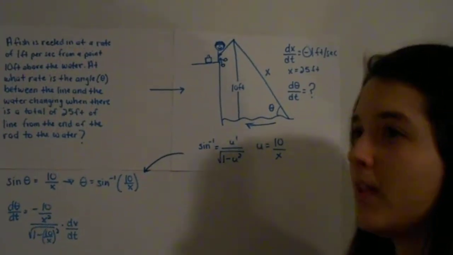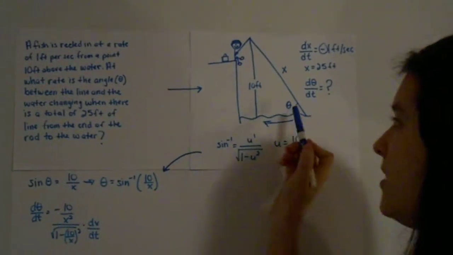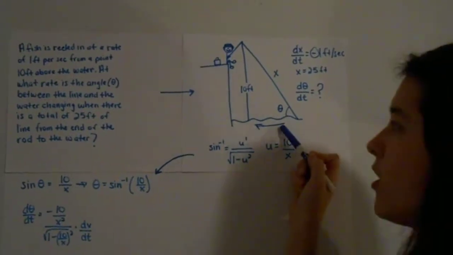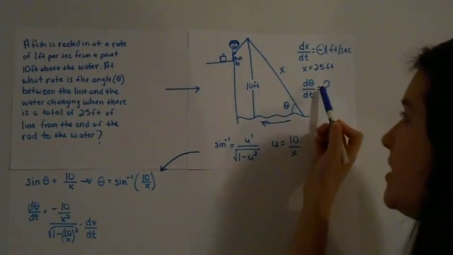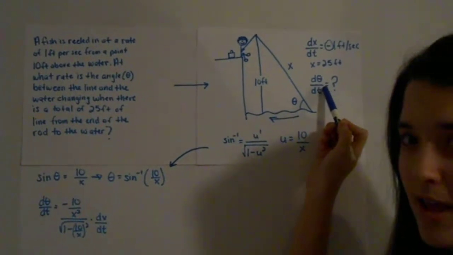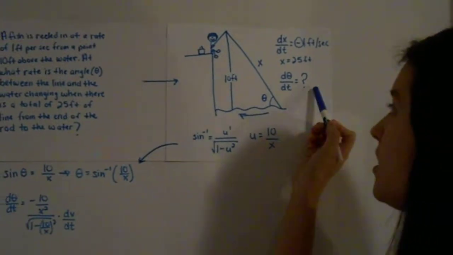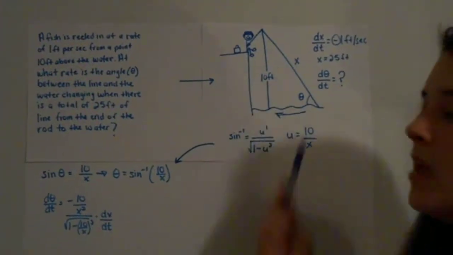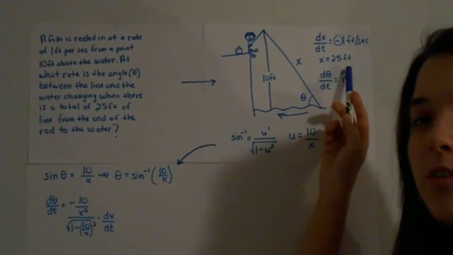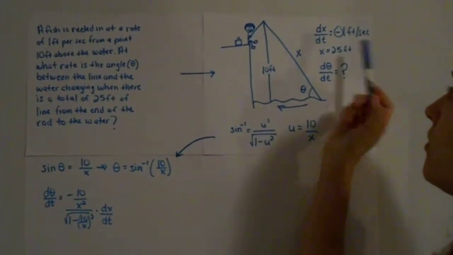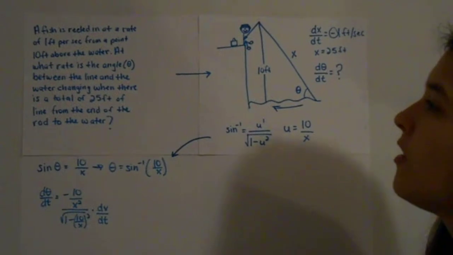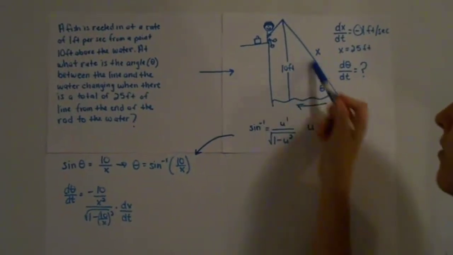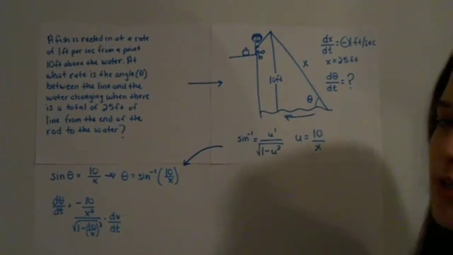So let's find out how fast this angle is changing, because this is the angle between the line and the water. We're calling it theta, and we're looking for d theta dt, which is the rate at which it's changing. So this is what we're looking for, and we're going to call the line x, and we find out from the problem it's going to equal 25 feet. The problem also tells us that the rate of the fish being reeled in, so the rate of this line changing, is 1 foot per second.